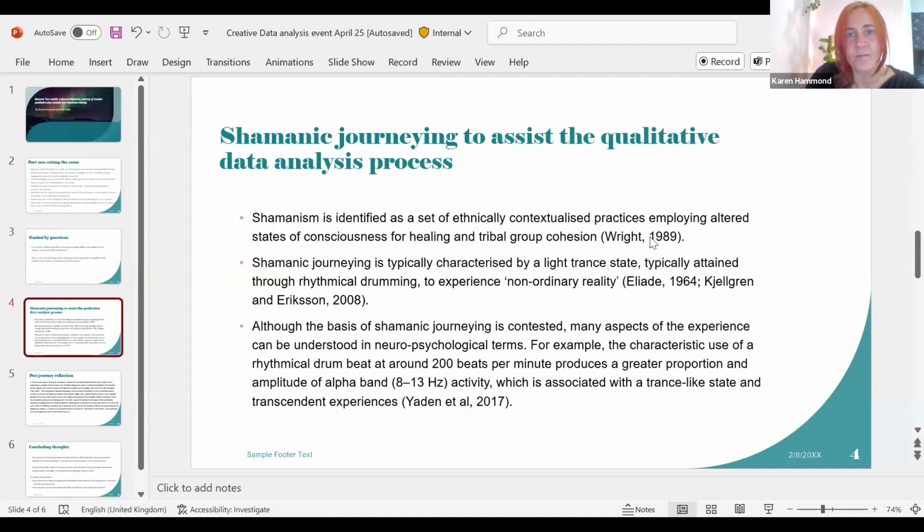So this is taken from Nick's definition of what shamanism is. Nick is actually a nurse practitioner and also a shamanic practitioner. And he describes it as a set of ethnically contextualized practices employing altered states of consciousness for healing in tribal group cohesion, okay?